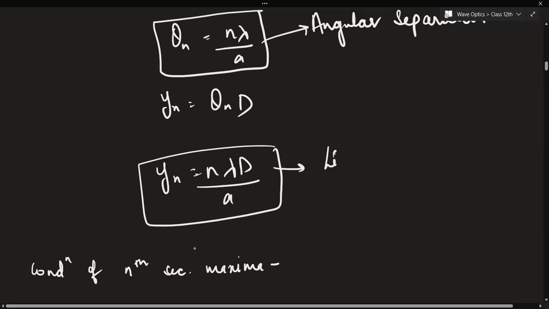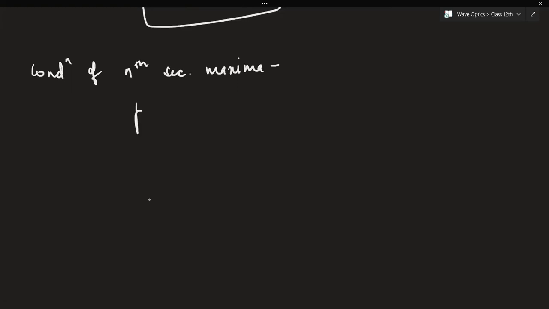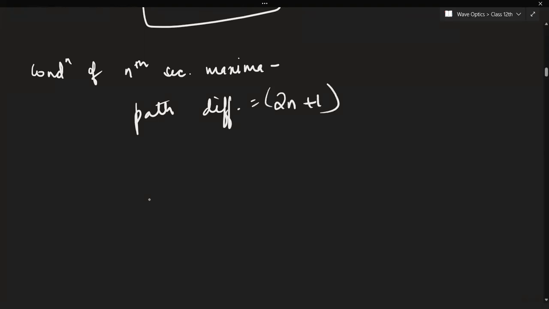Now, linear and angular separation for the minima. What about the maxima, where you get all the crests added and all the troughs added, where you get the maximum value? Here the path difference formula for secondary maxima is (2n plus 1) lambda by 2.